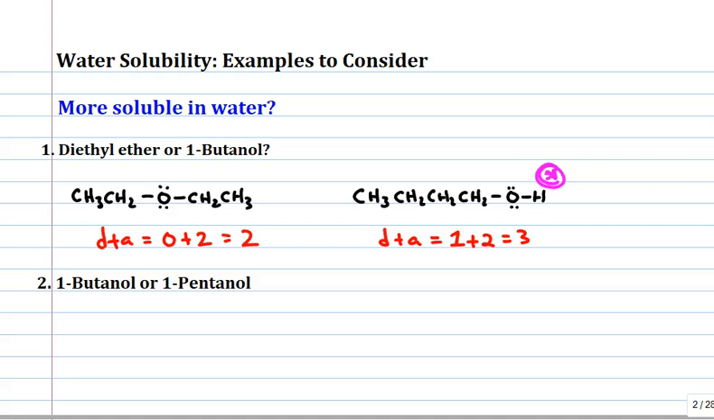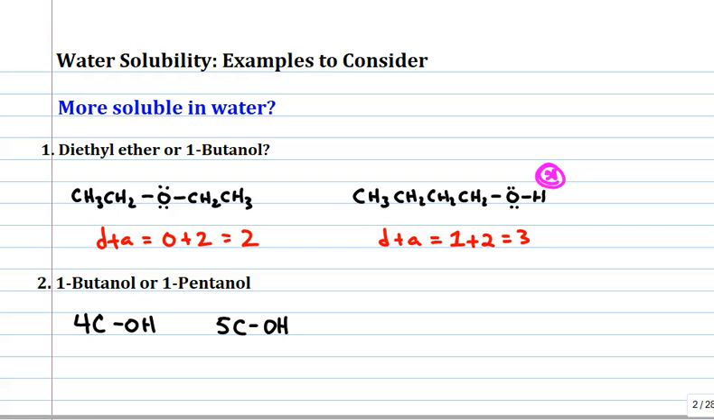Definitely. All right. Well, look at the second competition here. 1-butanol or 1-pentanol. So we've got a 4-carbon alcohol and a 5-carbon alcohol, and really the only difference is that one has an additional CH2 group in it. So let's do this one a little bit differently. 1-butanol is like 4 carbons OH, and 1-pentanol is going to be 5 carbons OH. So what I'm going to say right away is that both of these have the same D plus A.